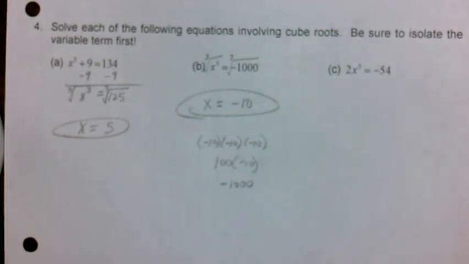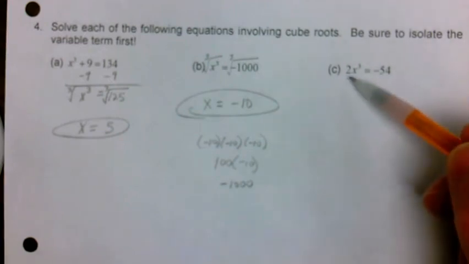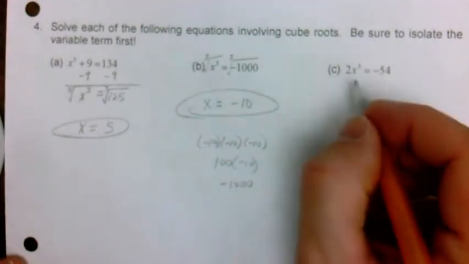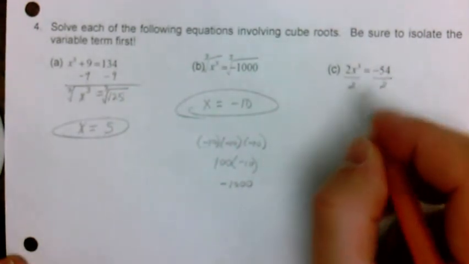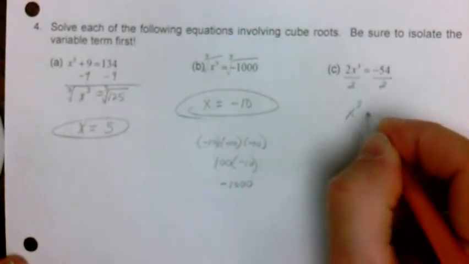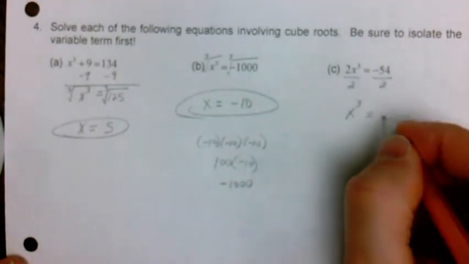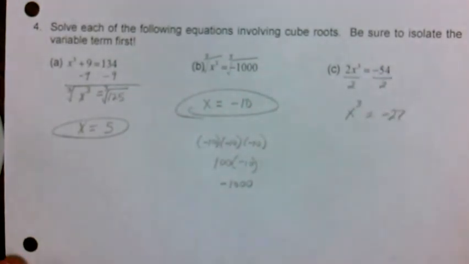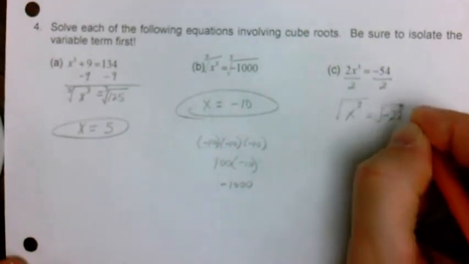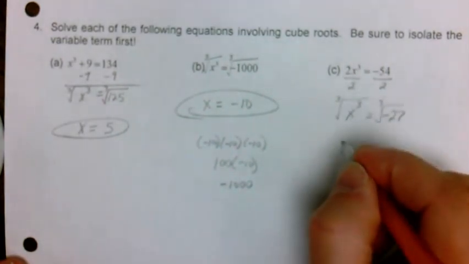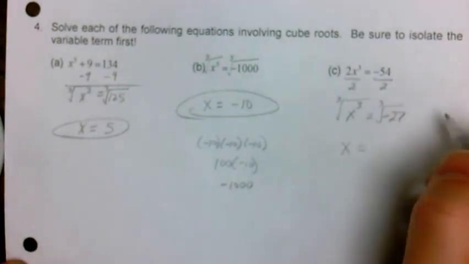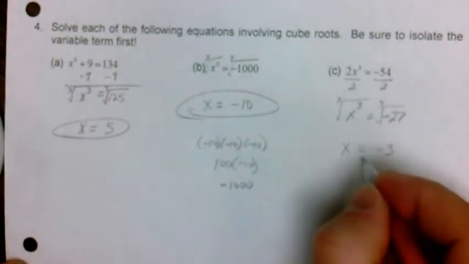In example C, 2x cubed equals negative 54. Well, I don't want 2x cubed, I want just 1x cubed, so I'm going to start by dividing each side by 2. 2x cubed divided by 2 is our 1x cubed, and negative 54 divided by 2 is negative 27. x cubed equals negative 27. Now I'm going to take the cube root on each side to get the value of x. The cube root of x cubed is x, and the cube root of negative 27 is negative 3.